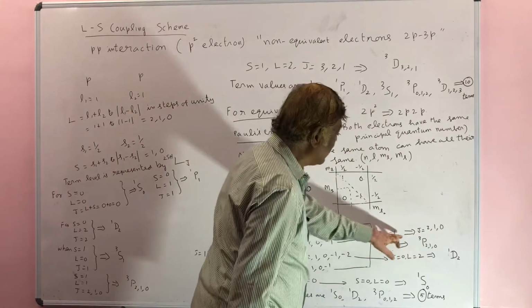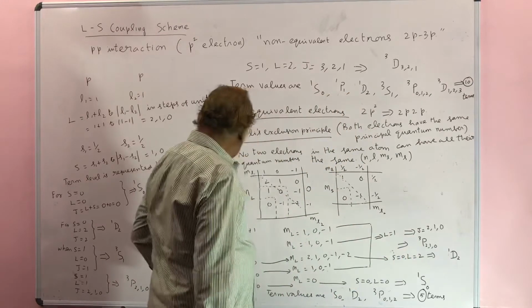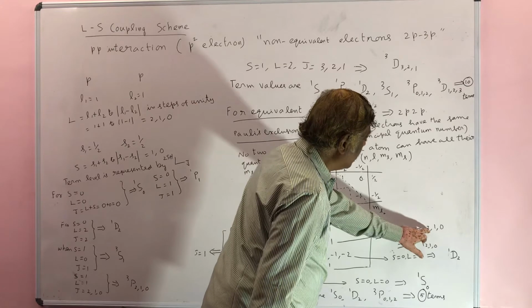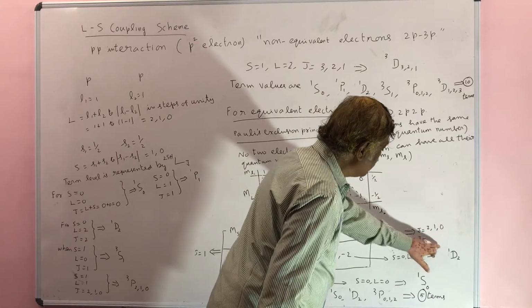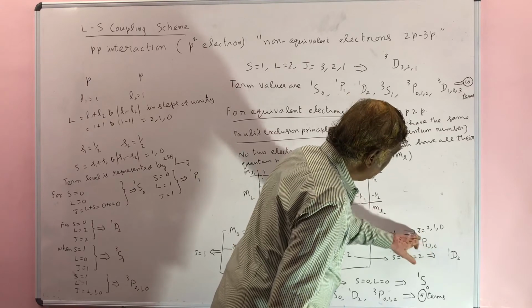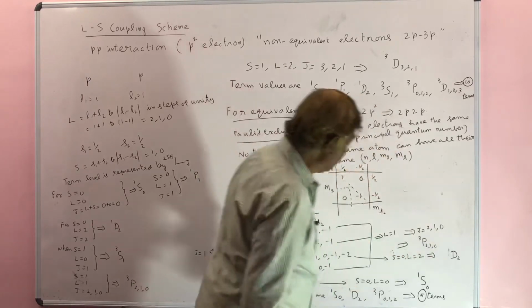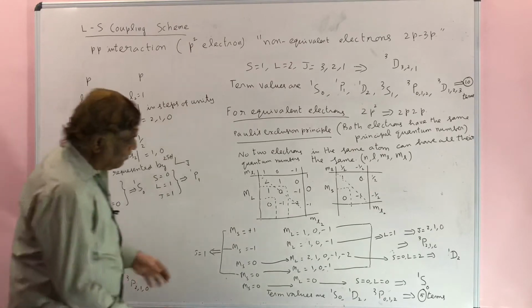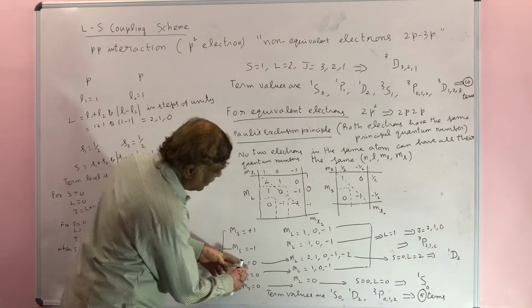Since L is equal to 1, it is a P term. S is equal to 1, so 2S plus 1 is 3, and J is 2, 1, 0. These are the J values. So 3P2, 3P1, 3P0. There are three terms arising because of these. Now the remaining terms. Now let us group this one.